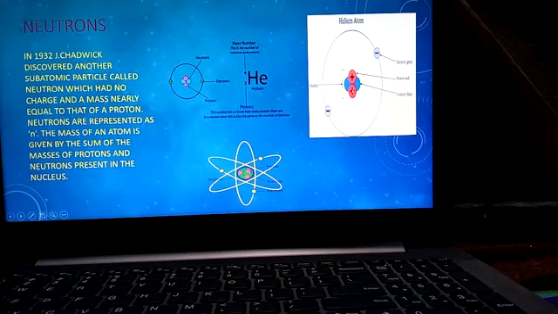Protons plus neutrons are present in the nucleus. The sum of the protons and neutrons is the mass number. So the mass of an atom is given by the sum of the masses of protons and neutrons present in the nucleus of an atom. This is regarding the neutrons.